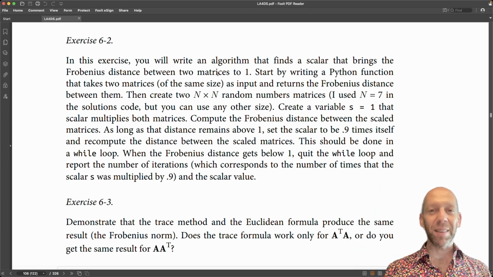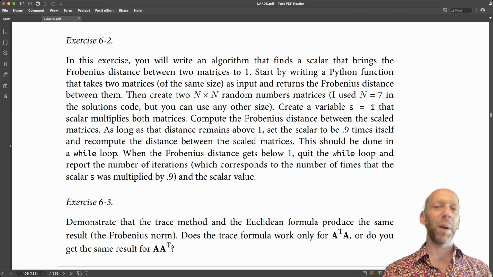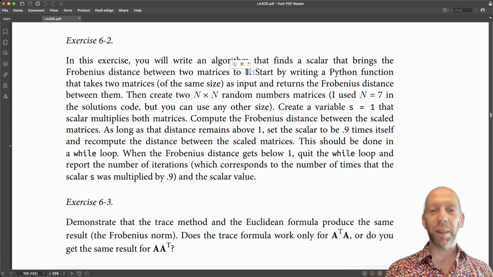So the Frobenius distance between matrix A and B is the Frobenius norm of matrix C, where C is defined as A minus B. So very simple, very straightforward. Okay, so we want to get the Frobenius distance between two matrices to be close to 1. Doesn't have to be exactly 1, but relatively close to 1.